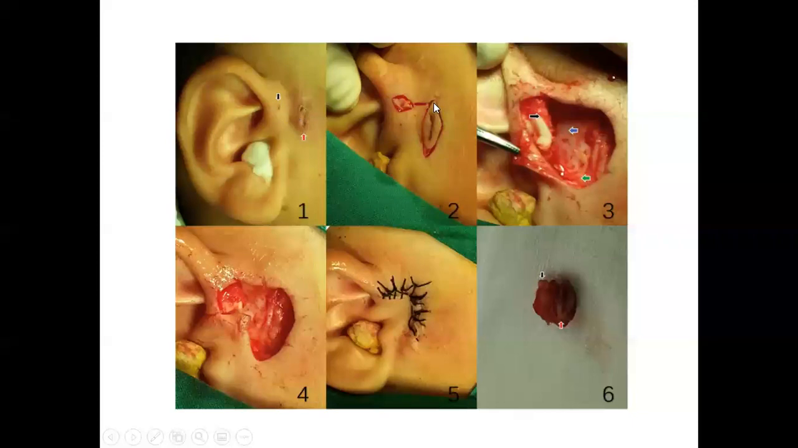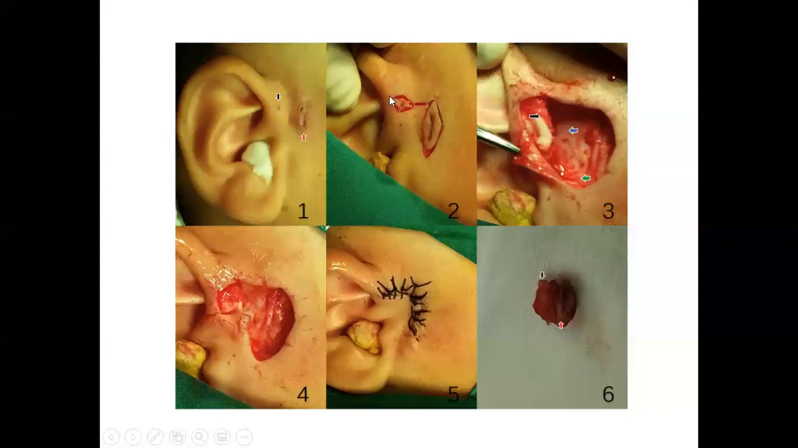So we give a curved incision all around this portion of the swelling and all around the tract. There are two incisions, one all around the tract and one all around the infected cyst or infected swelling, which is present in between the crus helix and the tragus.